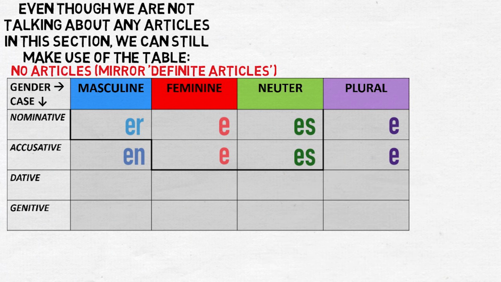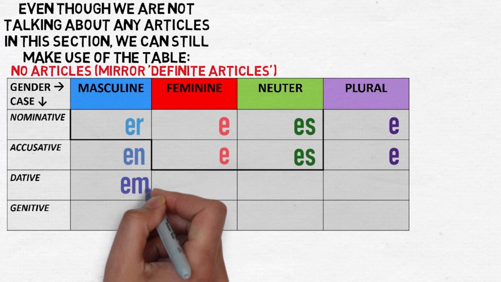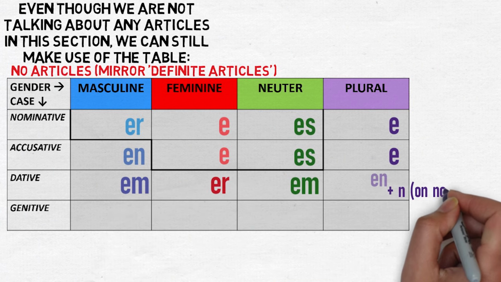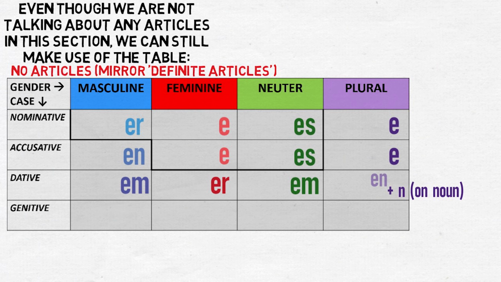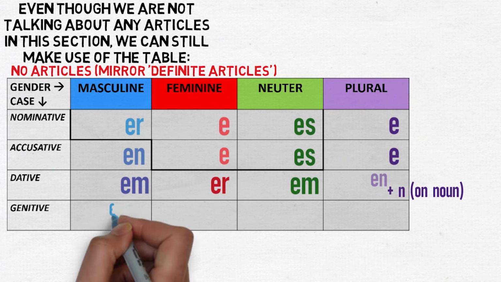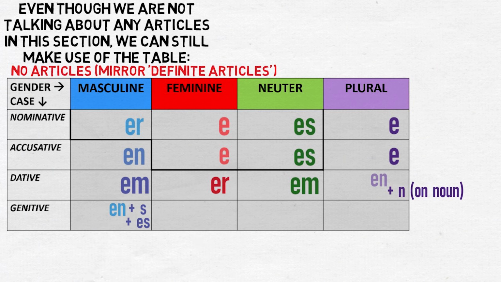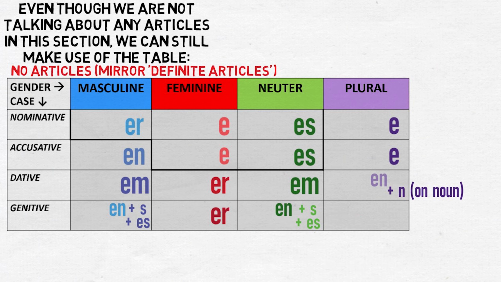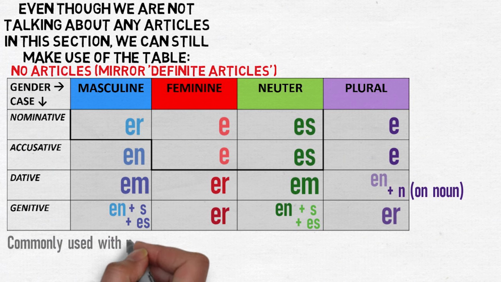Instead of dem, der, dem, den, we have em, er, em and en with an n on the noun. And the only change is instead of des, der, we now have en plus s or es on the noun, and er. This does not happen very often in all genders, but it is quite common with plural because these endings happen after numbers and therefore before plural nouns.